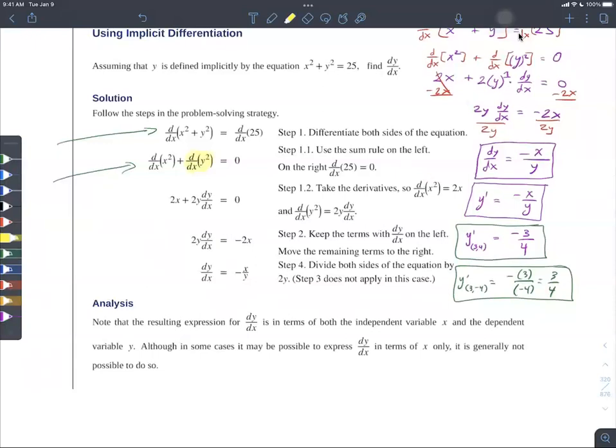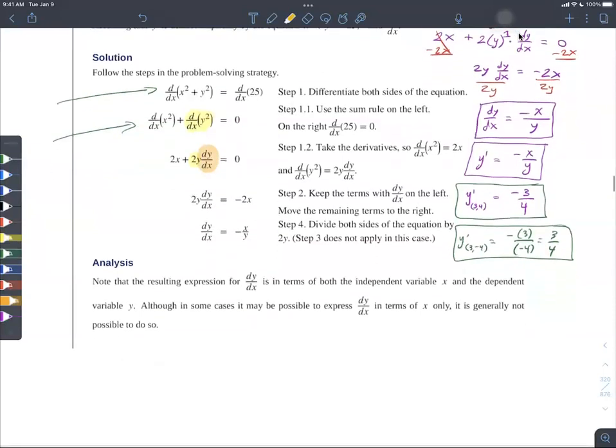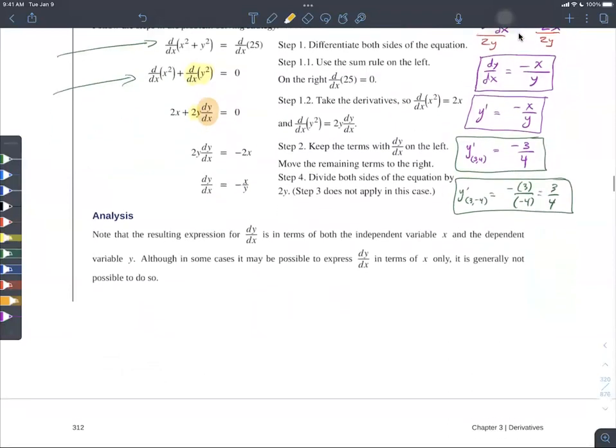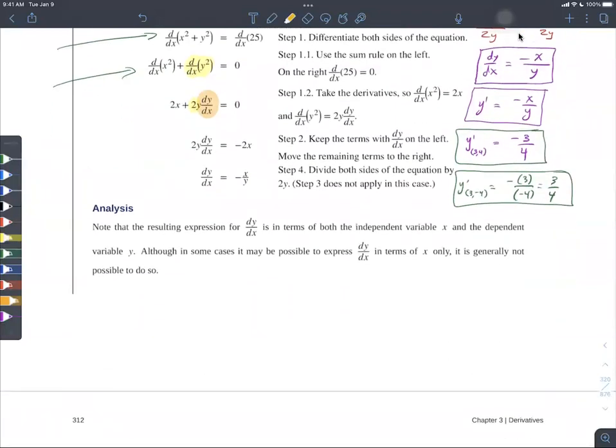So we need to take the derivative of any y term as you normally would, and then remember the chain rule asks us to multiply by the derivative of the inner function. The derivative of the inner function, y, is dy/dx. And then we just solve for dy/dx. Note that the resulting expression for dy/dx is in terms of both the independent variable x and the dependent variable y. Although in some cases it may be possible to express dy/dx in terms of x only, it is generally not possible to do so.